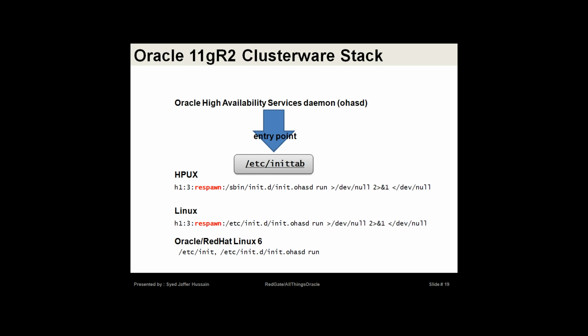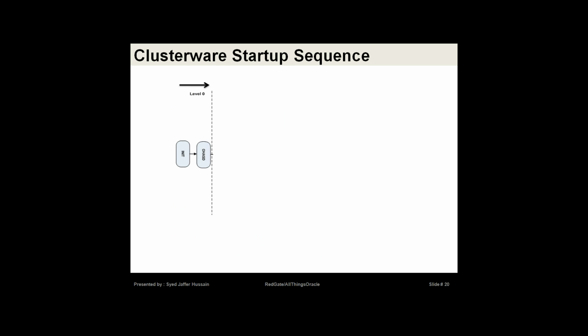On Linux 6, you don't see this file because it no longer exists, but you will see the cluster start script under /etc/init.d. The cluster starts in levels 0 to 4. In level 0, the operating system kickstarts the OHASD process, and in level 1, OHASD starts four very important agents, which are the CSSD monitor, Oracle root agent, Oracle agent, and CSS agent.